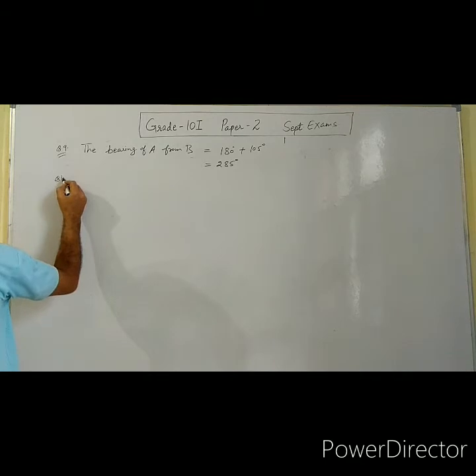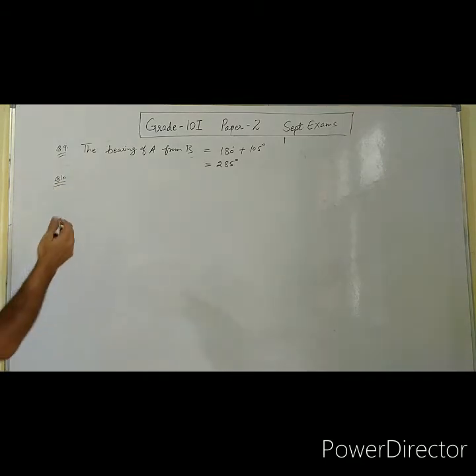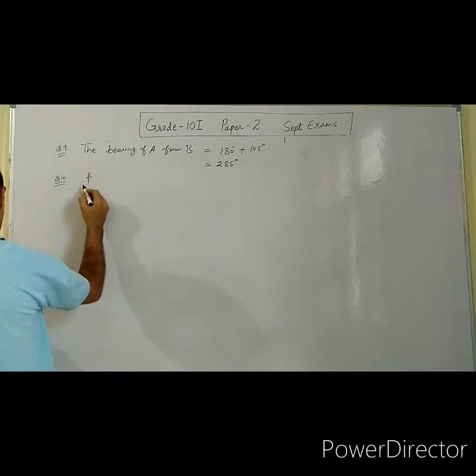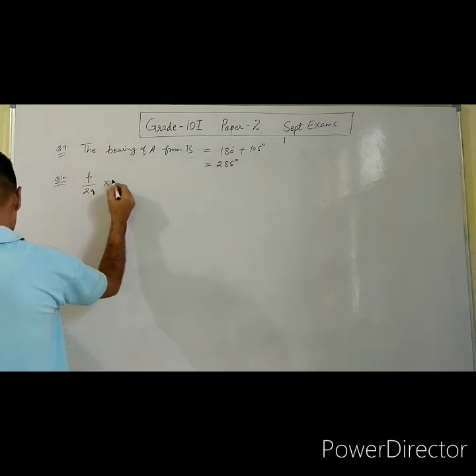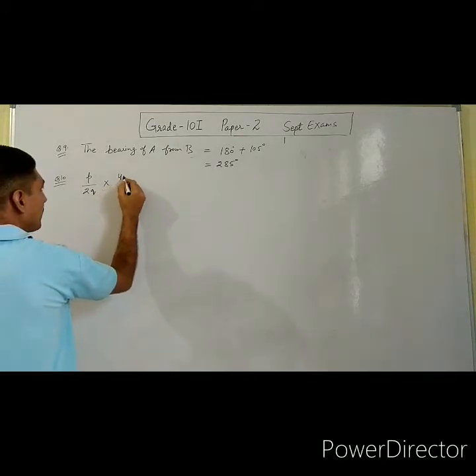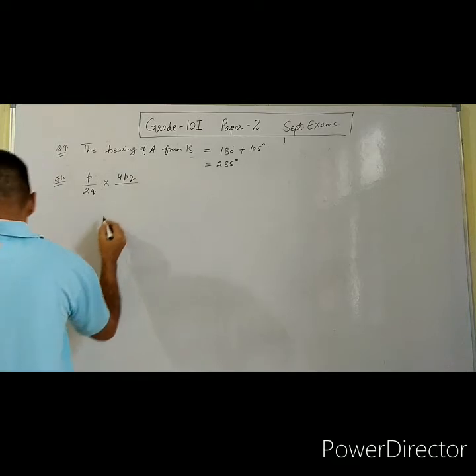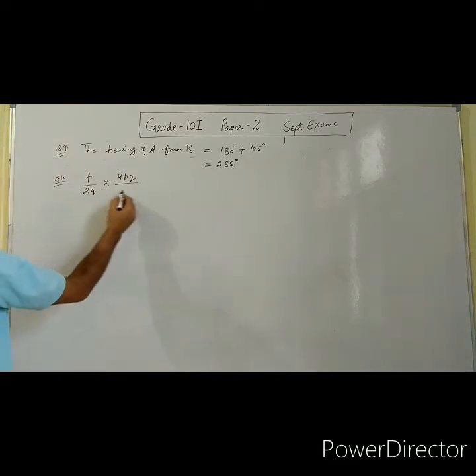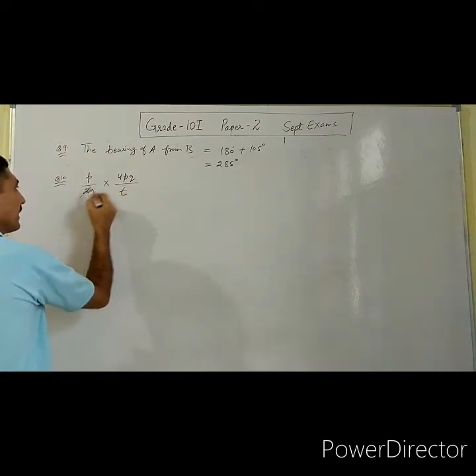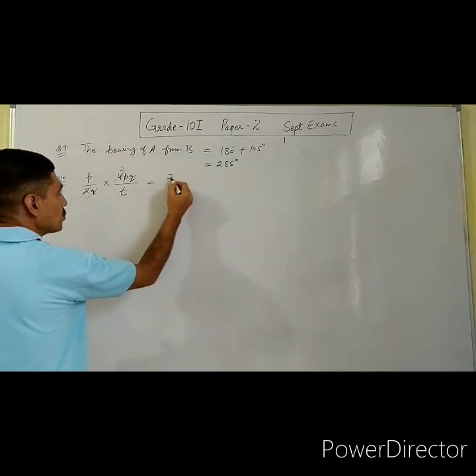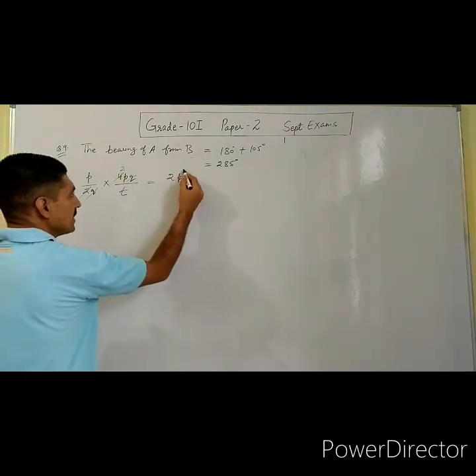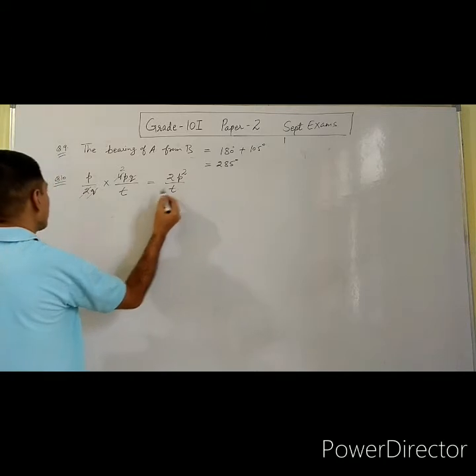Whereas in question number 10, we have a very simple algebraic expression, that is P upon 2Q multiplied by 4PQ divided by, that is T. So here 2 gets cancelled with 2, Q gets cancelled with Q, and we are left with 2P into P, that is P square divided by 2.